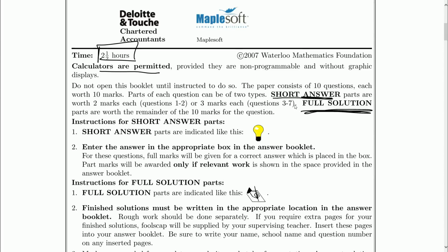Now, as I write up my responses, I'm going to be showing just about all my work. And that's what you need to get full marks for full solution questions. Short answer questions, they just provide a box. And if you want to just put a final answer and not show your work, that's fine. It turns it into an all or nothing. Either you got it right and you get all the marks, or you didn't and you get nothing. So I do encourage you on short answer questions to show your work if you can.